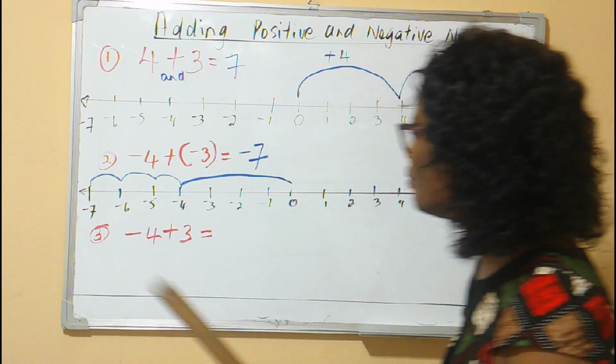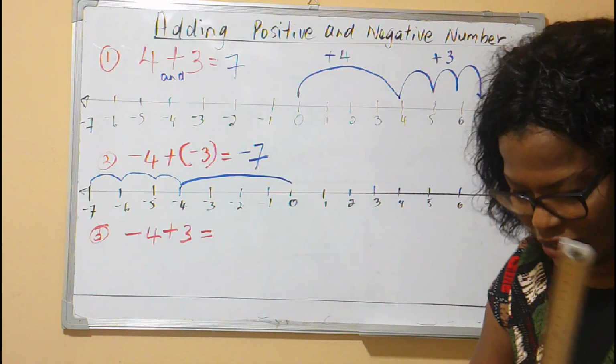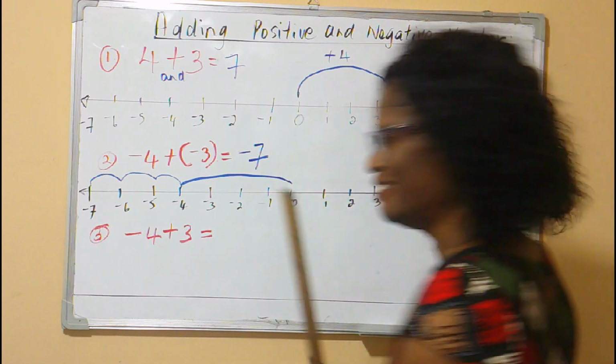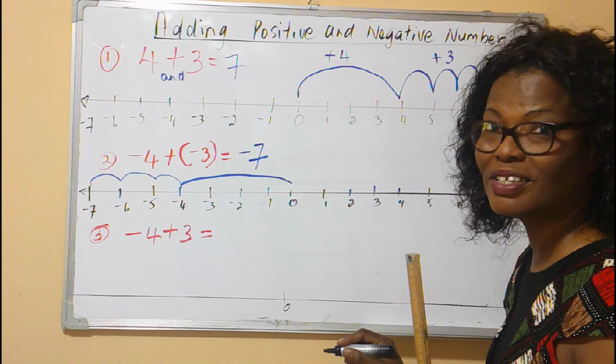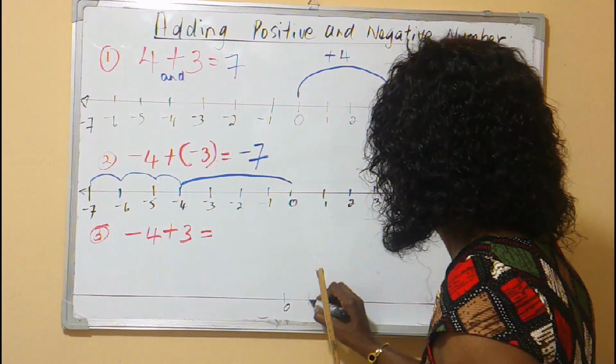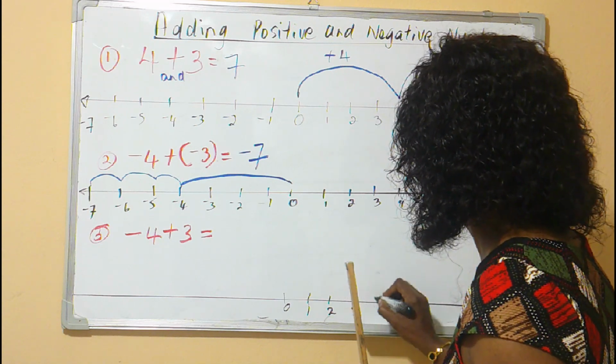Number 3. And let me just fix up my number line. 0, which is neither positive nor negative. 1, and each space is the same.